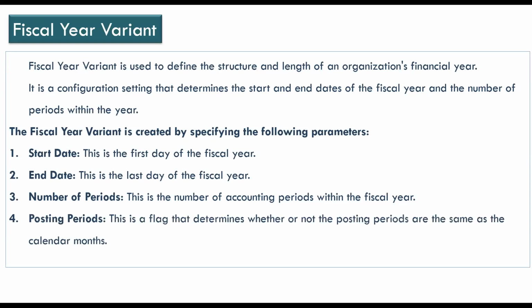Then posting periods. This is a flag that determines whether or not the posting periods are the same as calendar months. Sometimes calendar months are January to December. Then posting period 1 is January, posting period 2 is February, if you are maintaining the fiscal year as January to December. If you are maintaining the fiscal year from April to March, then posting period 1 is April, 2 is May, like that. So the 12th period is March. That will always be different, as I have mentioned here.